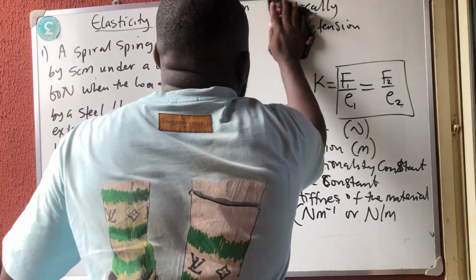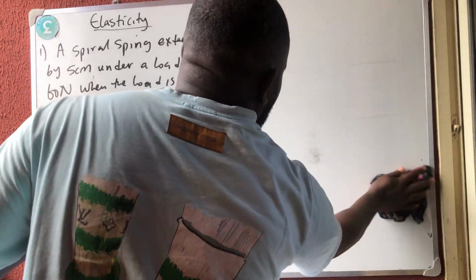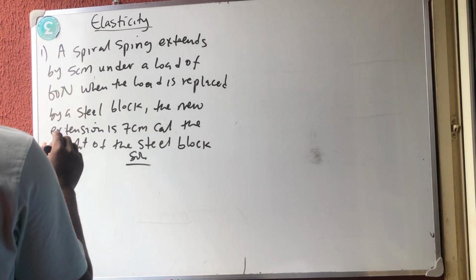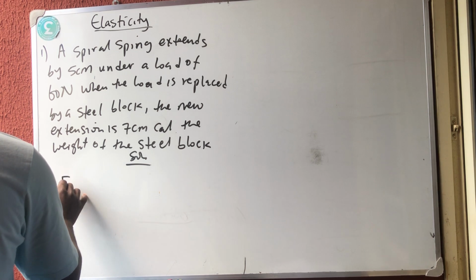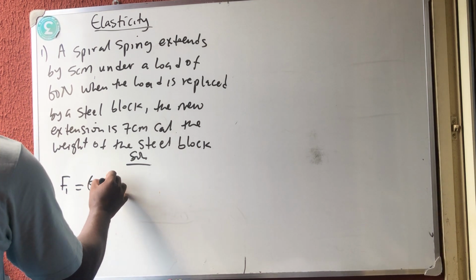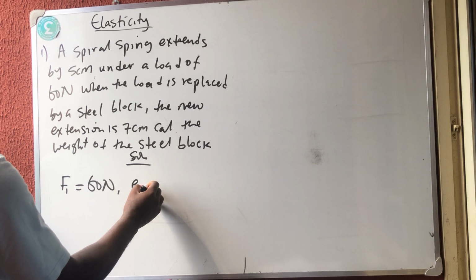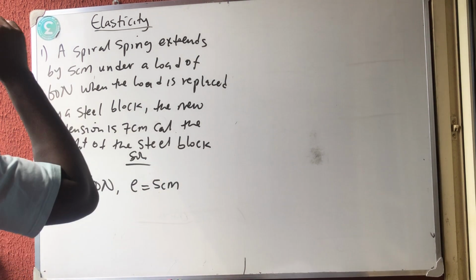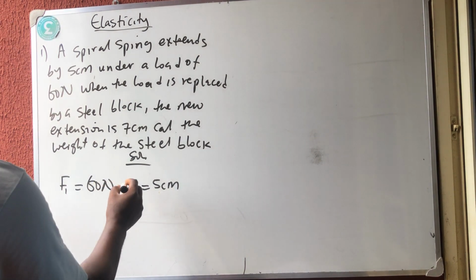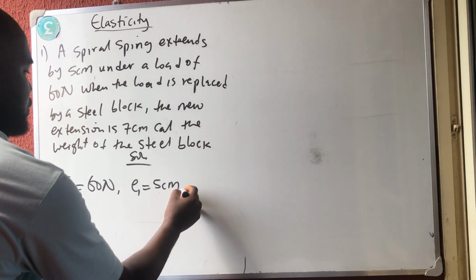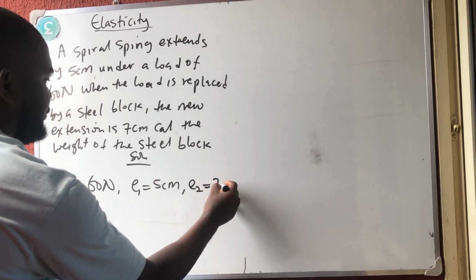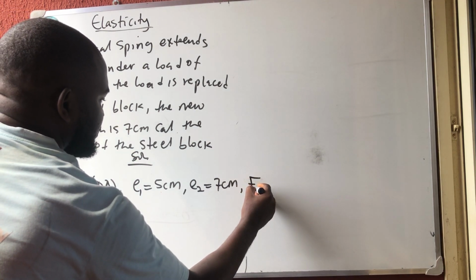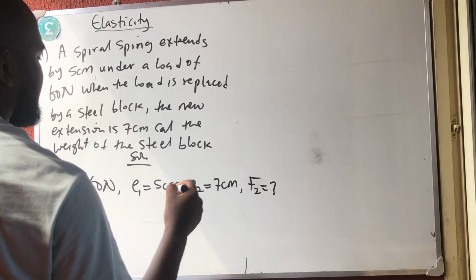Just bring out your parameters and then you now know what to do. The first force F1 they gave us is the weight, 60 Newton. The first extension they gave us is 5 cm. No need to convert to meters since the other one is already in cm, so cm can cancel cm. The second extension they gave us is 7 cm, and they are asking us the second force.